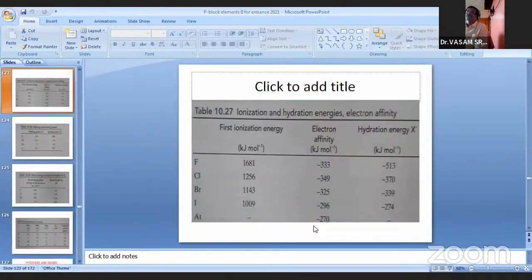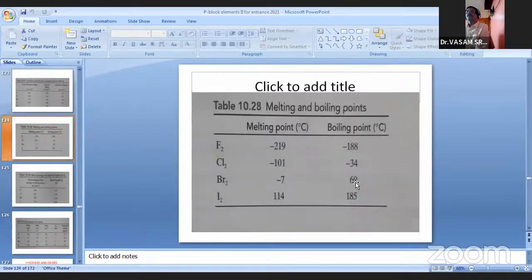And now this is also the ionization and hydration energies. The fluorine values, first ionization, electron affinity, and other property values. And this is the melting point and boiling point of fluorine, bromine. You know fluorine is a gas, bromine a liquid, iodine a solid. So gases have less values, this is liquid, and this is solid with more value, 114.